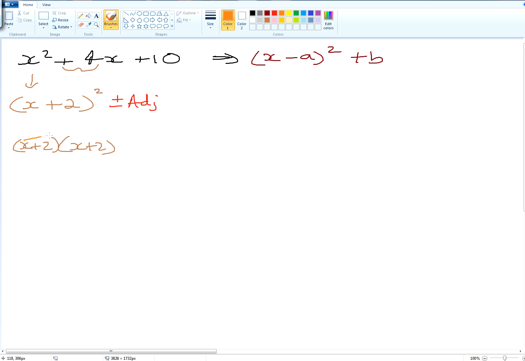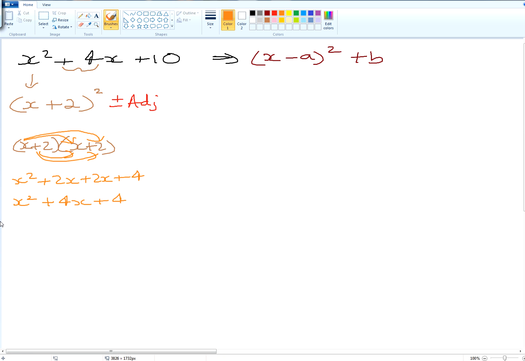Okay, so that gives us x times x, times 2. Plus 2 times x, plus 2 times 2. So that gives us x squared plus 2x plus 2x plus 4. So that simplifies to x squared plus 4x plus 4.